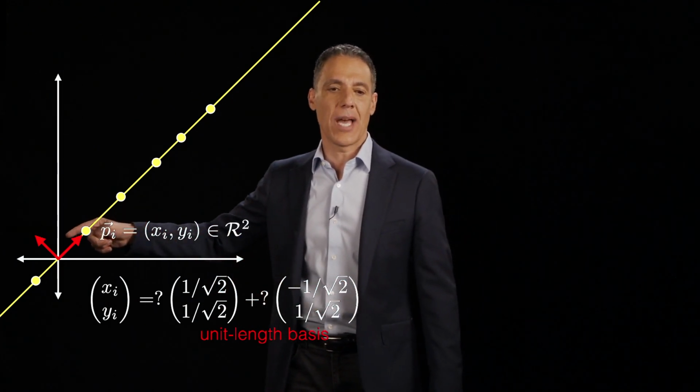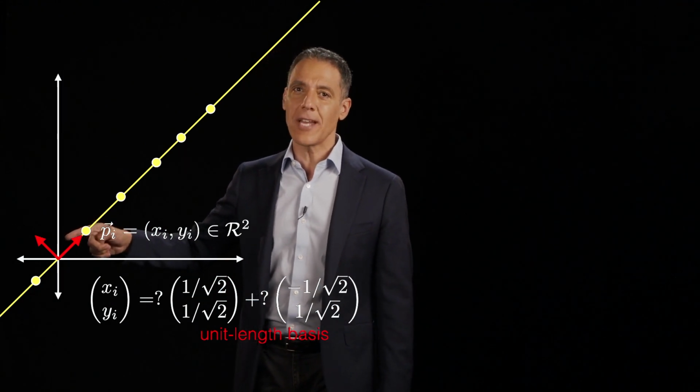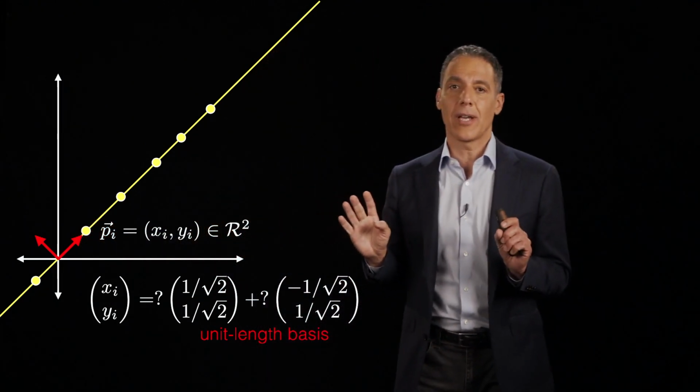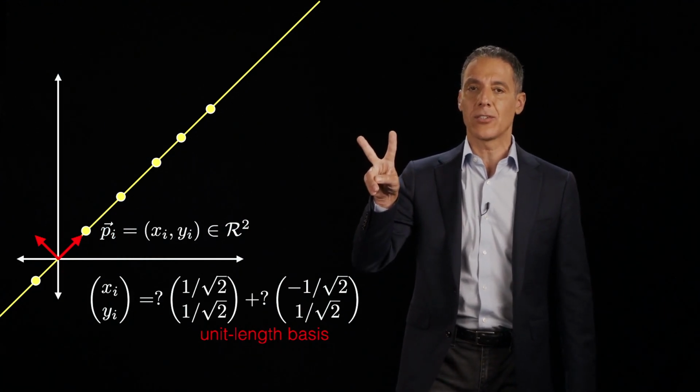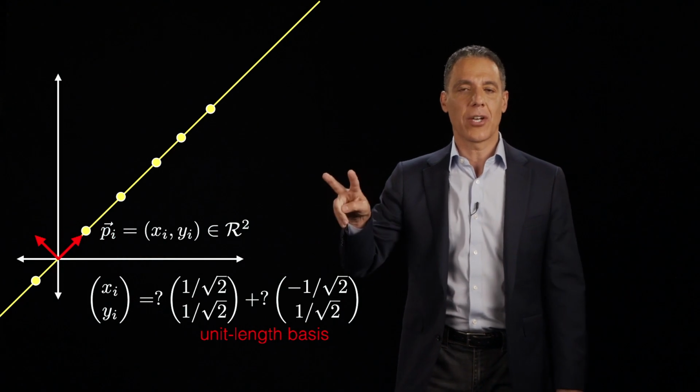So I've just shrunk them down a little bit. By the way, notice that these are perpendicular. That wasn't an accident, but it also wasn't necessary. As long as I pick two vectors that are not exactly on top of each other, I will represent this entire space.